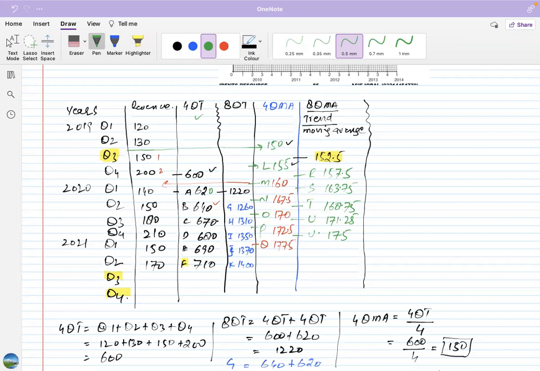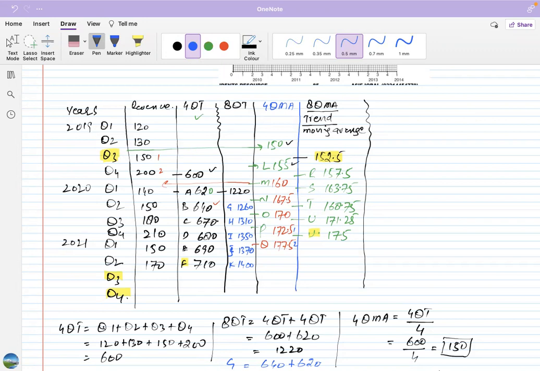If we are required to calculate the value of V, it will be very simple for us. We will see which 2 moving averages for the 4-quarter will be used for that. We know that this is the first value that will be used, and this is the second value that will be used. We just add them up and divide by 2, and we'll get the 8-quarter moving average.